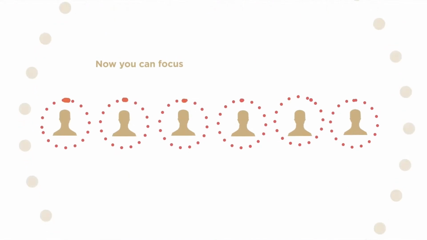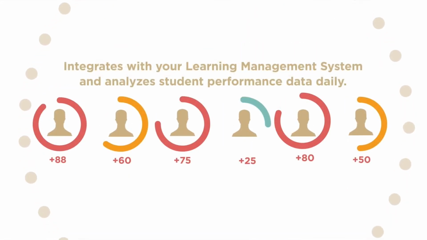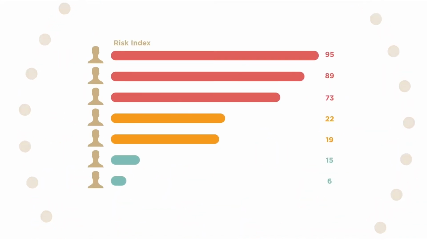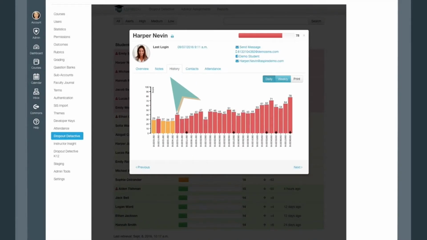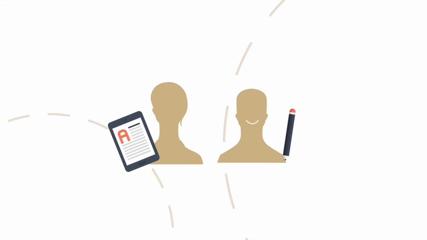Dropout Detective is a student retention and success solution that integrates directly with Canvas. The program gives you access to a risk index of how likely it is that each of your students will drop out or fail their online courses. The program analyzes past and current behavior to predict future performance, helping you better assist your students for academic success.